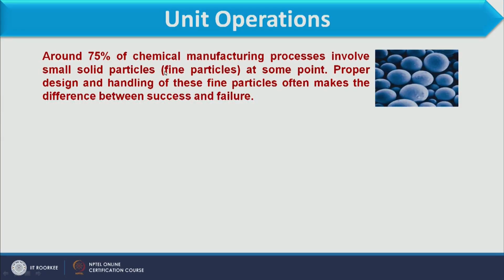Till now you can understand unit operation is basically a physical change, and unit operation basically involves particulate matter or solid. Now, why are we defining this course as unit operation of particulate matter? Why are we considering particulate matter? Because you are all aware that around 75% of chemical manufacturing processes involve small solid particles at some point. So we use particles in our day to day life, and as far as chemical processes are concerned, they also use this extensively.